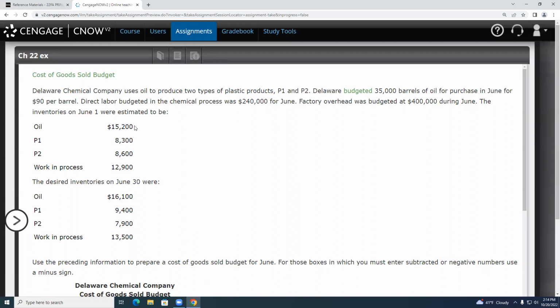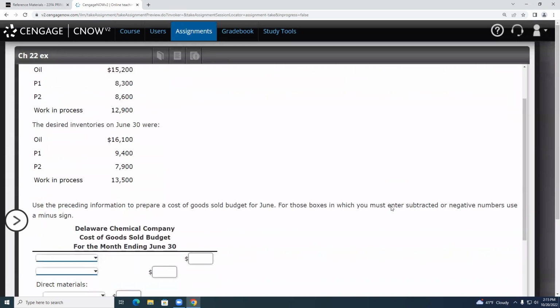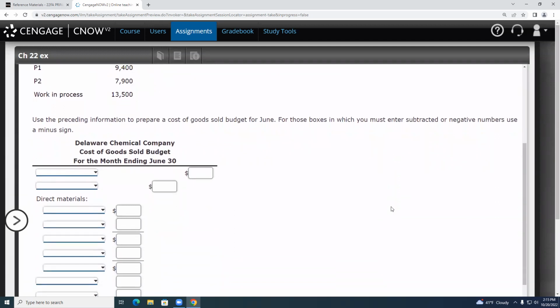The inventories on June 1st were estimated to be, so oil is our raw material, then how much P1 and P2 we have available as finished goods, and there's our work in process. And here's how much we want to have available at the end of June. So this is very similar in terms of what we're doing to what we did back in chapter 15 when we talked about calculating cost of goods manufactured and cost of goods sold. Now, instead of reporting on what did happen, we're budgeting for what we want to happen or anticipate happening.